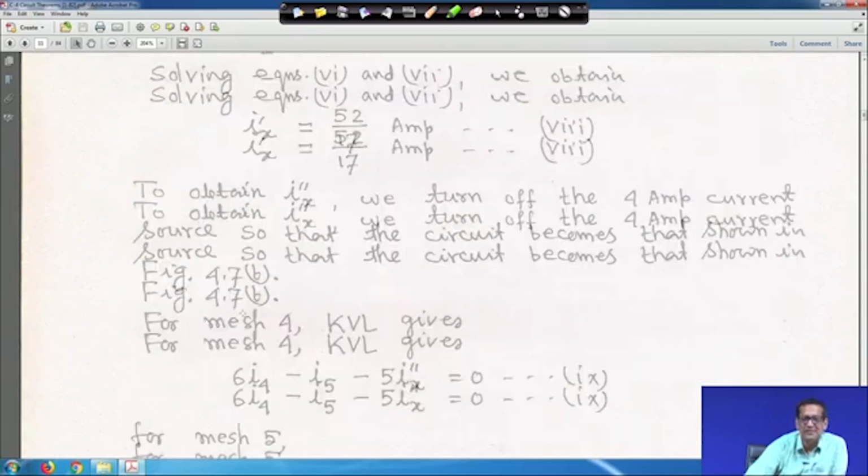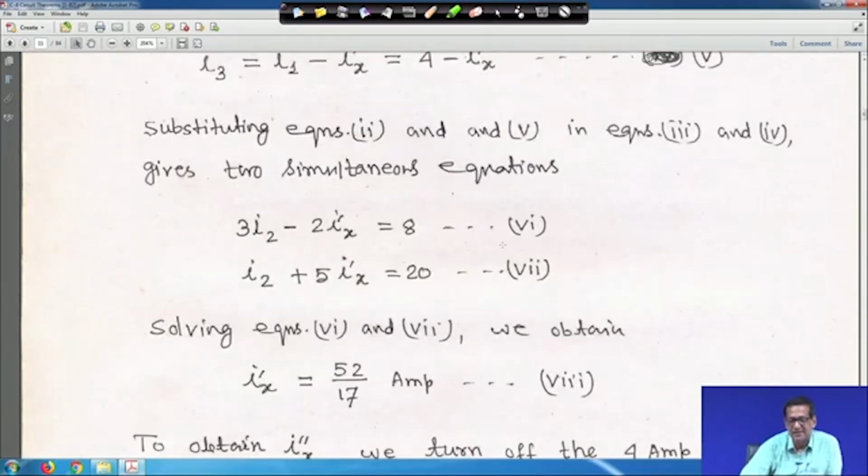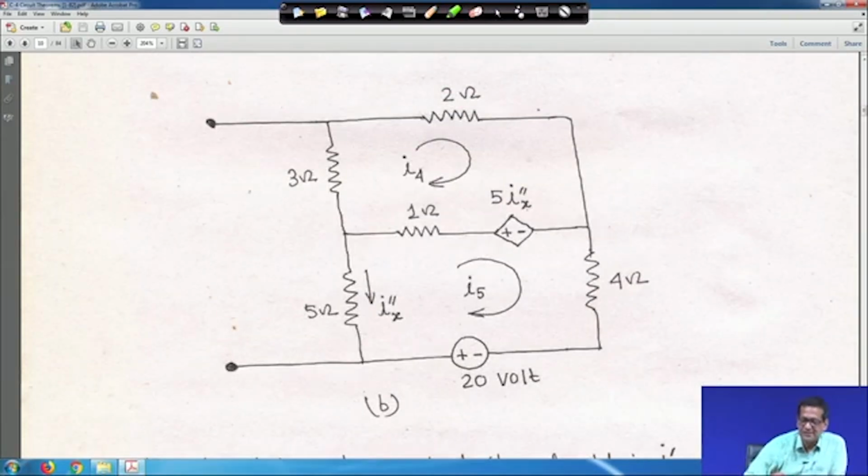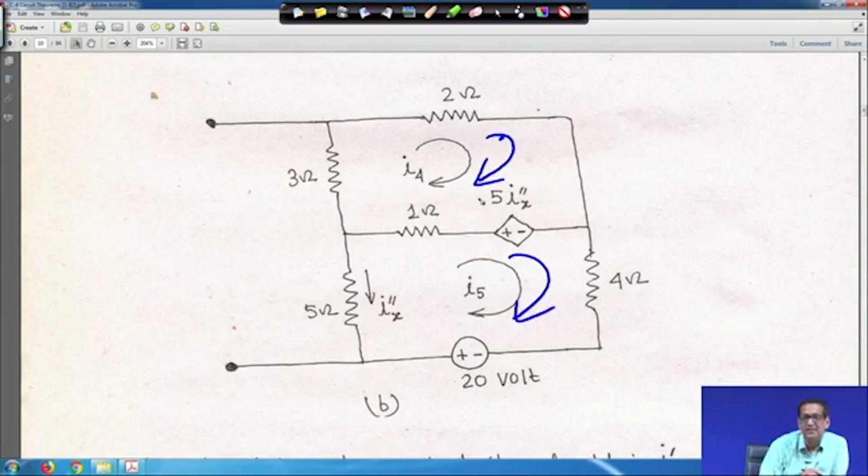So, here also for mesh 4 you apply KVL. When I am taking this circuit, we are calling this mesh 4. This is your mesh 4 and this is mesh 5. You apply KVL here, both the cases, and just solve it.